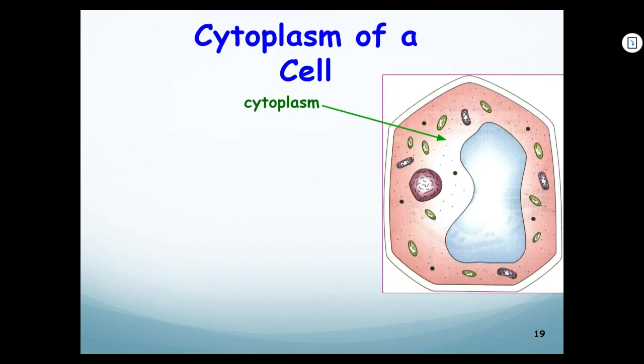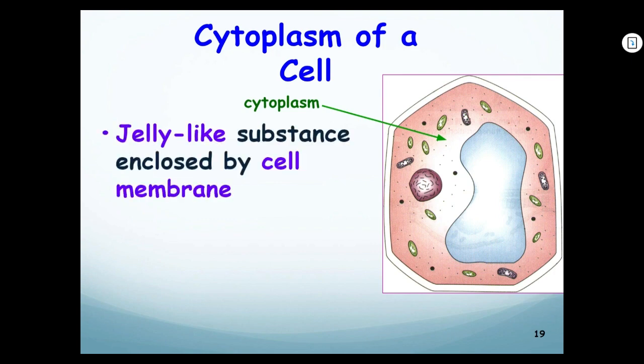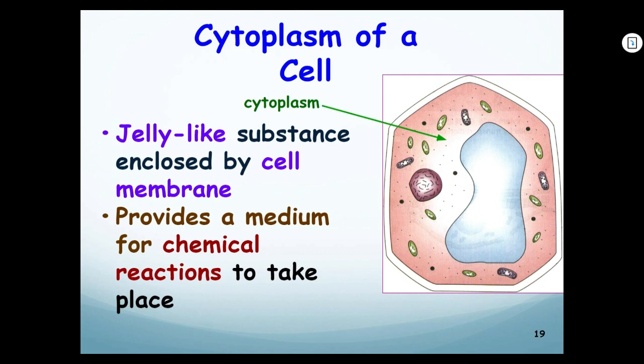Right, so the cytoplasm of the cell, we talked about it before, and it's just this semi-fluid in here, jelly-like, not completely liquid, a little bit thicker than liquid. But here you see all of the different organelles. That's where they live, right? So they're cushioned by that cytoplasm, and like I said, the jelly-like substance enclosed by the cell membrane provides a medium for chemical reactions. So if there are chemical reactions occurring in the cell, they are going to take place in this cytoplasm.